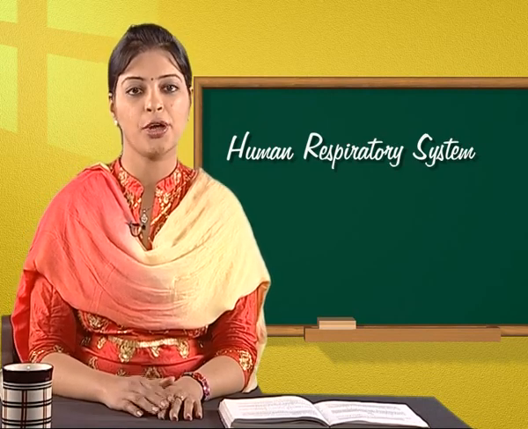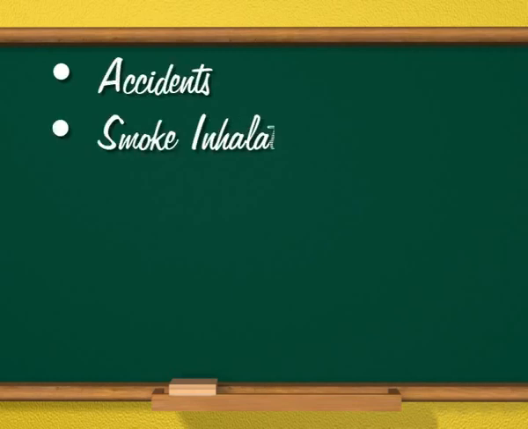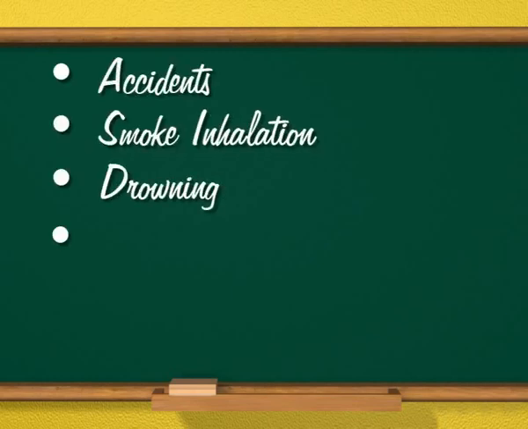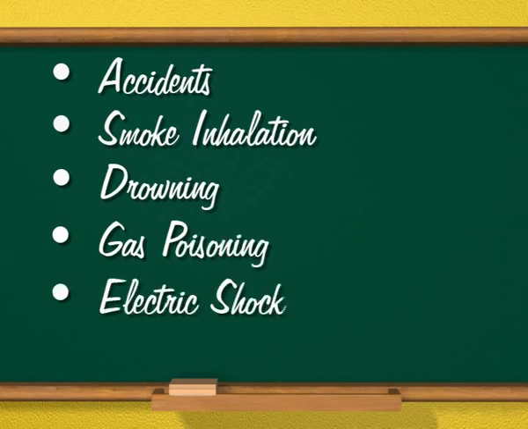Students, this is all about human respiration. Now let us focus on the next point of discussion, which is artificial respiration. Artificial respiration is provided to a person who has stopped breathing because of accidents, smoke inhalation, drowning, gas poisoning, electric shock, and anesthesia. The purpose of artificial respiration is to ventilate the alveoli and to stimulate the respiratory centers of the brain.